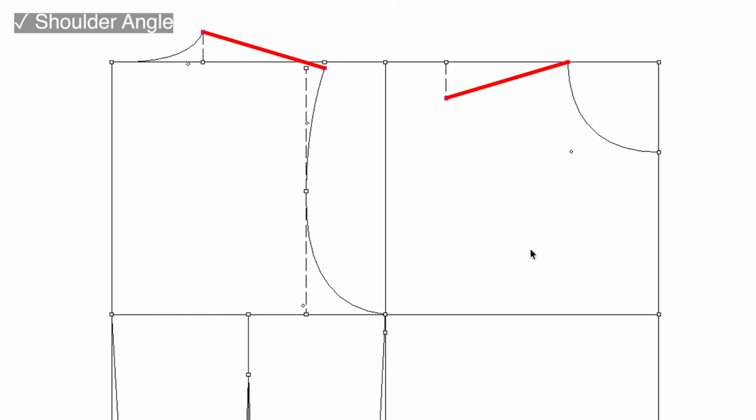So it's okay to have two different shoulder angles. But if you draft the pattern from scratch and you're not sure of your model's shoulder shape or angle, start with the same. Okay, to draw the front armhole curve, we need a cross-chest guideline.